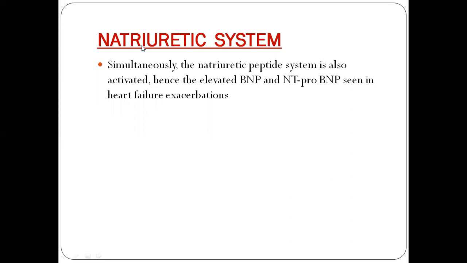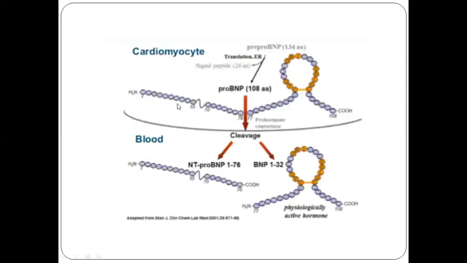Next comes the natriuretic system. The natriuretic system is a compensatory mechanism that happens whenever a patient has heart failure, because there is decreased pumping from the heart. The body tries to excrete more water through urine. For that, natriuretic peptides are released from the ventricles and the atrium, which cause more diuresis and thus protect patients from heart failure. Because of ventricular stretch and stress, all heart failure patients have elevated BNP and NT-proBNP.